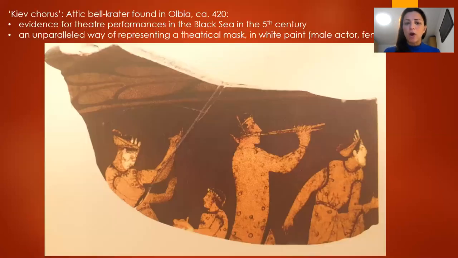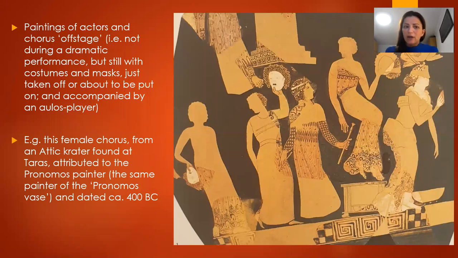Now, apart from these two vases, which represent, as we said, a chorus in action during a dramatic performance, we also have paintings of choruses and actors off stage, that is not during a dramatic performance, but still with costumes and masks, just not during the play, but just having been taken off after a production or about to be put on for a production to start. One beautiful example, unfortunately found in a very fragmentary state, is this Attic crater found also in the Greek West, in Tarentum or Taras, attributed to the same painter who drew the Pronomos vase, about which I will speak in a minute, and dated around also the same time, that is 400 BC.